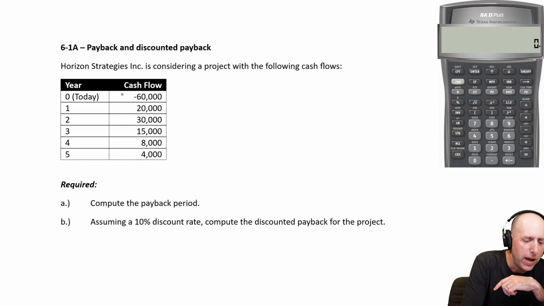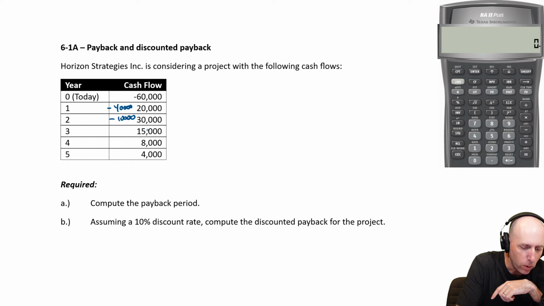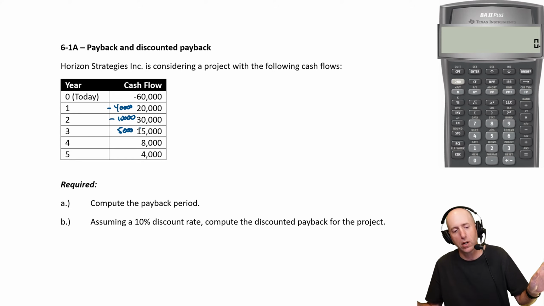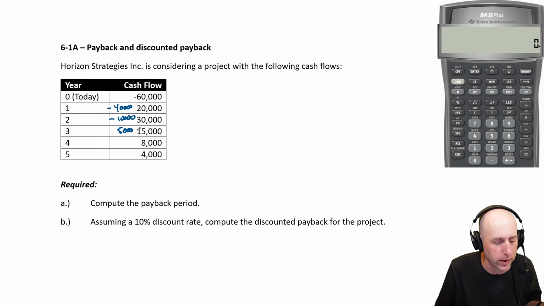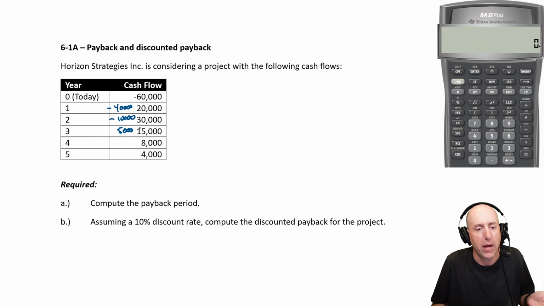So I go, okay, after year one, I'm minus 60,000. After year two, well, minus 60 plus 20, I'm minus 40,000, right? It was minus 60. I've made 20 grand, but I'm still in the hole on the project. After year three, I'm still in the hole by 10,000. After year four, I go positive. I go to 5,000. So I can stop there. Once I've gone positive with my little running total here, we can figure out the payback period.